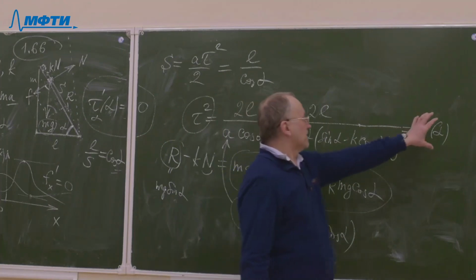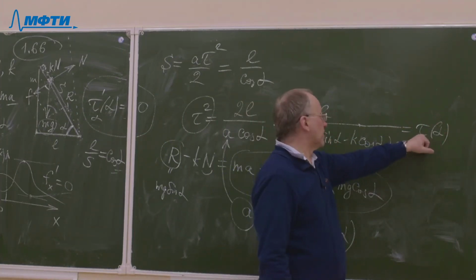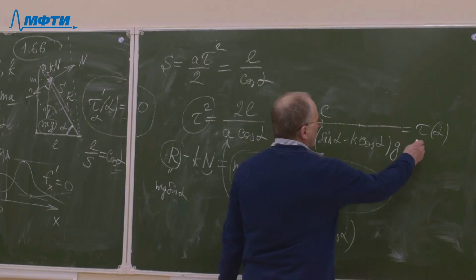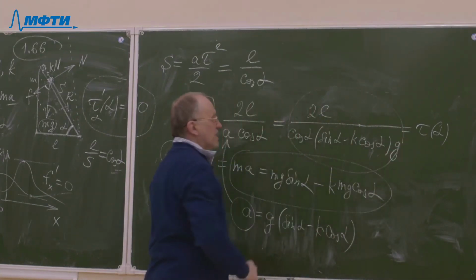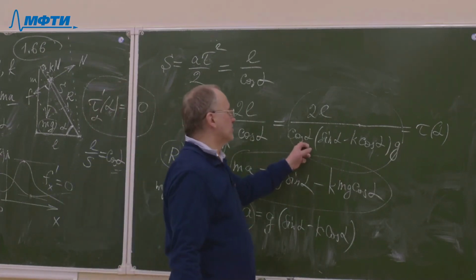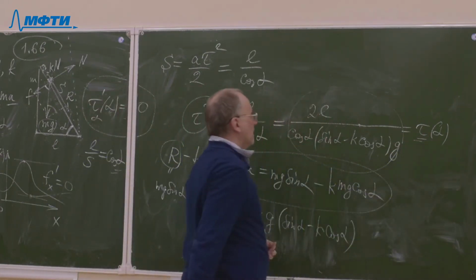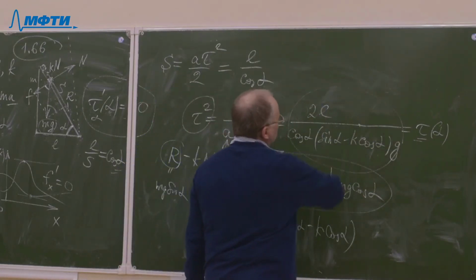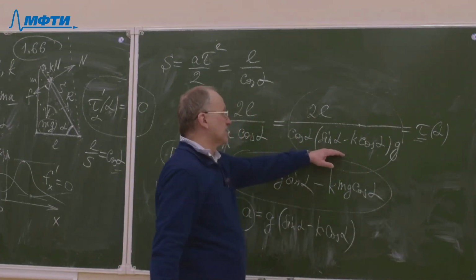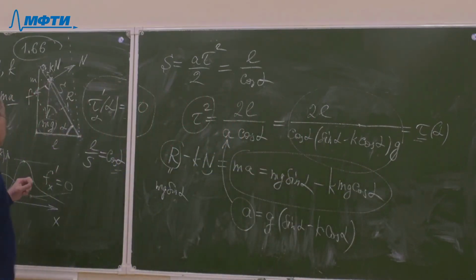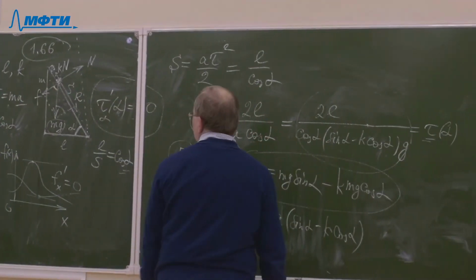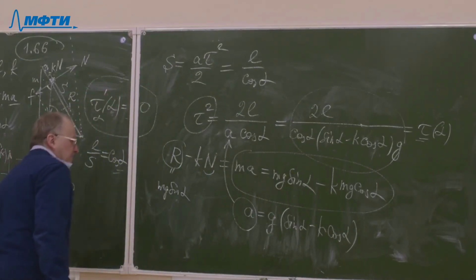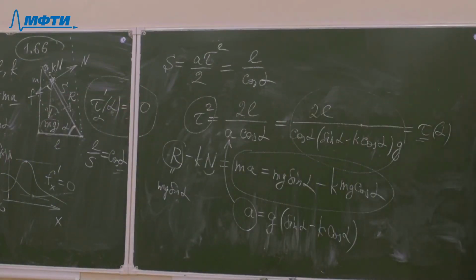So I need to find the minimum possible value for tau. It means that when this function takes the minimum, then its denominator will be maximum. The denominator will be maximum, and then tau will be minimum. So I don't need to differentiate all this fraction. I need to differentiate only the denominator, and I know that it must be maximum. And if it's maximum, then the derivative should be 0, the derivative of denominator with respect to alpha. That's the main idea, and I will realize it here on this part of the blackboard.